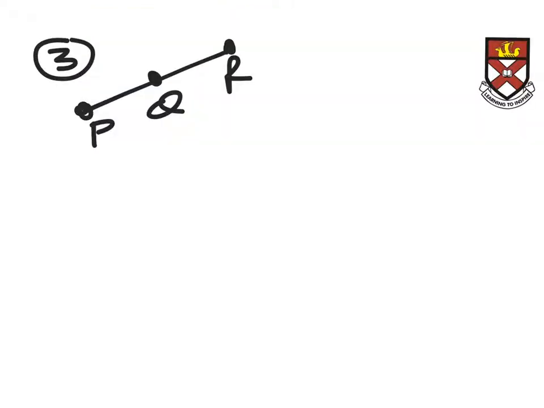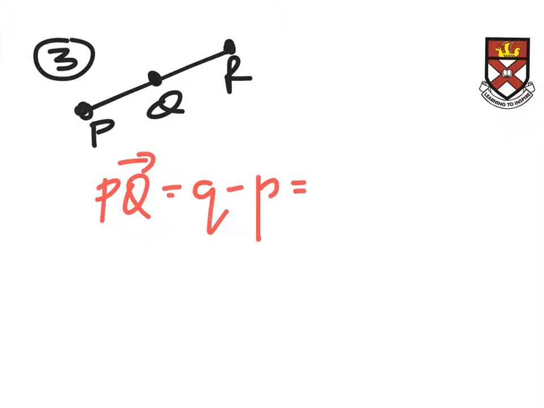For question 3, we're used to doing these ones where the lines are collinear or the points are collinear. Okay, so we need to work out first of all what PQ is. PQ is little q minus little p. Right, we can do that from the question.